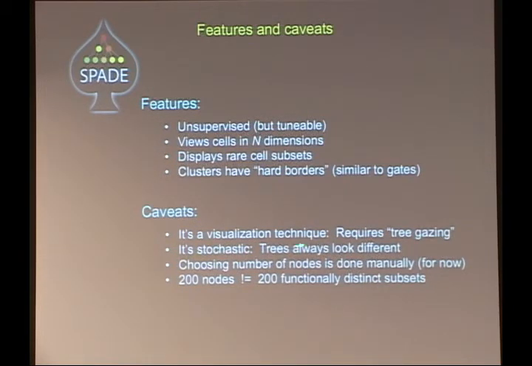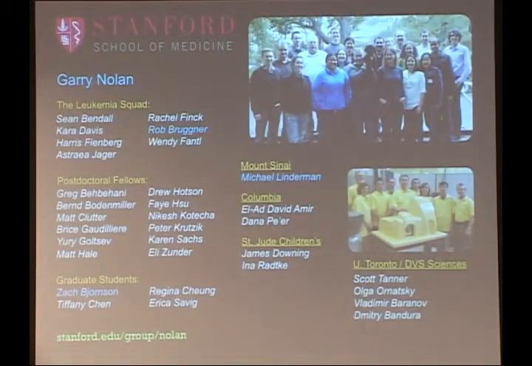It's stochastic, meaning that the trees always look different because of a few of the steps in the algorithm. The data is slightly different every time you run the algorithm. And then choosing the number of nodes is done manually. And then we touched on this earlier. The number of nodes does not necessarily mean you have that many functionally distinct, immunologically different cells. So you have to interpret the data carefully in that respect.